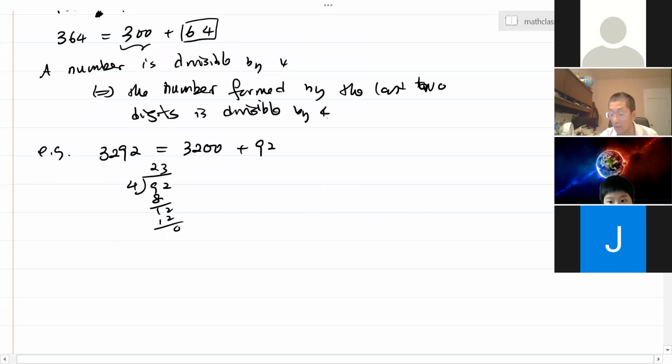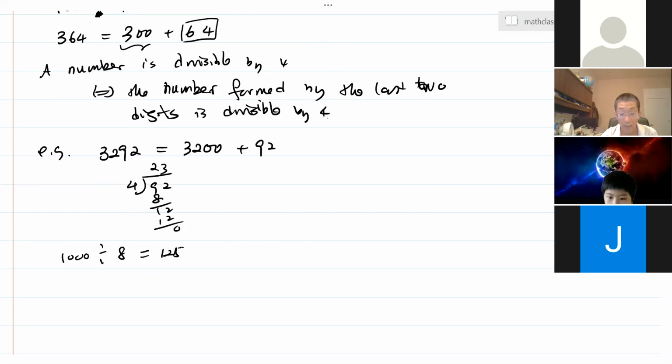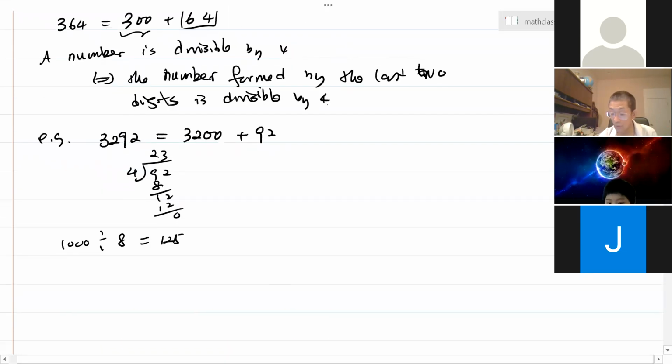Now, if you want to check whether a number is divisible by 8, okay? Checking divisibility by 8 is a little bit more complicated. You should know the fact that 1,000 divided by 8 is 125, okay? So that means if you are given a larger number, a four-digit number or even higher, and you want to check whether it's divisible by 8, you just look at the last three digits. If the last three digits are divisible by 8, then the whole number is divisible by 8.